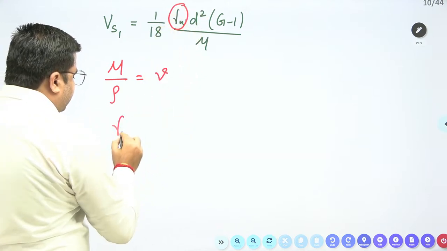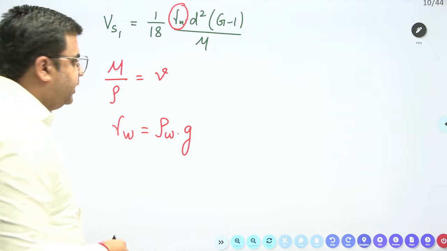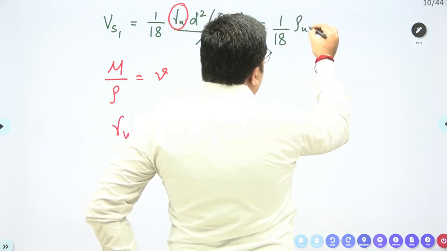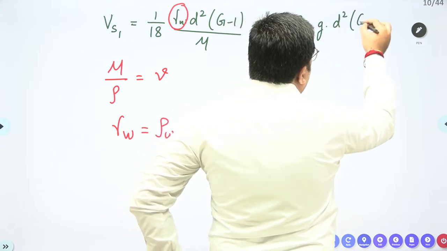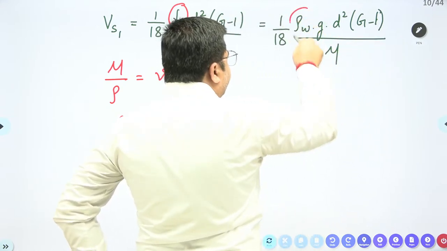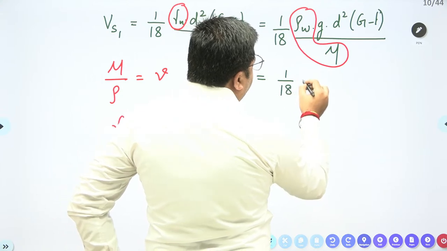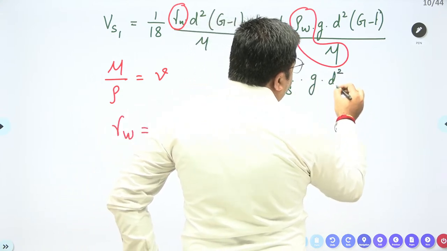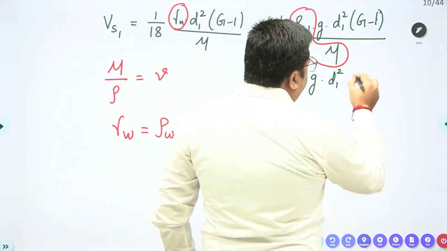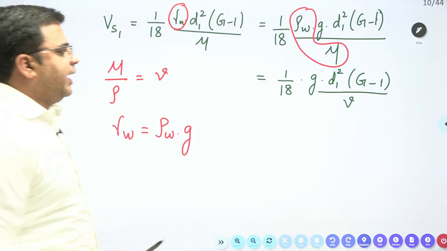This gamma W can be written as rho W into G, right? Just write gamma W as rho W into G. In the same expression, it can be turned into 1 upon 18 rho W into G into D square into G minus 1 divided by mu. So this rho W by mu is the nu, right? So I can write it as 1 upon 18 into G into D1 square into G minus 1 divided by nu. I will write it as D1 square because this is Vs1. Just substitute all the values and get me the value of this D1.